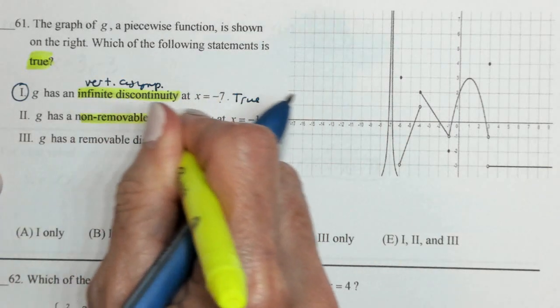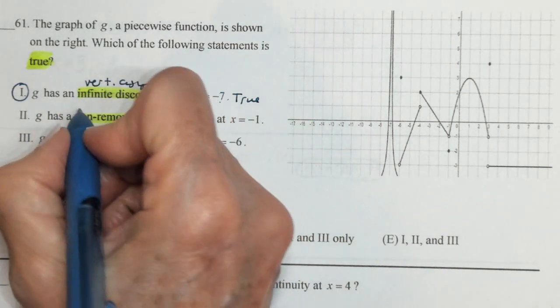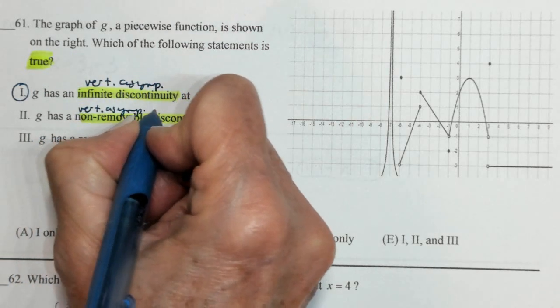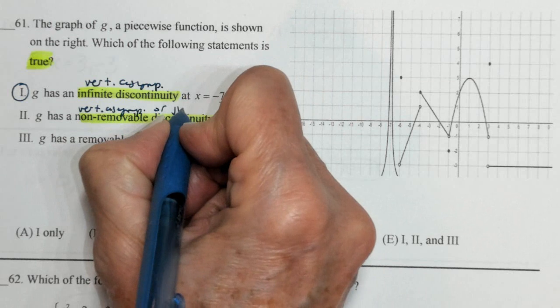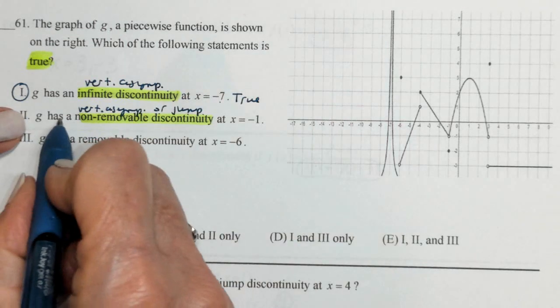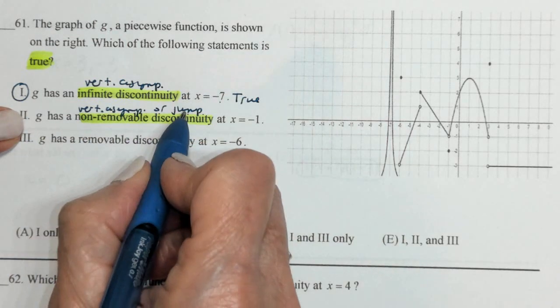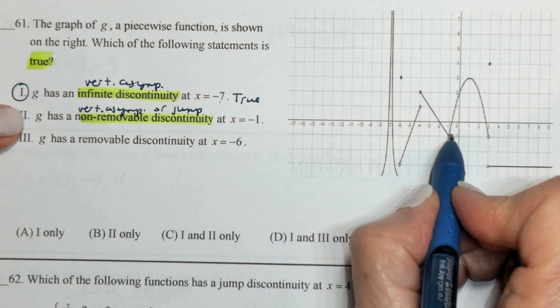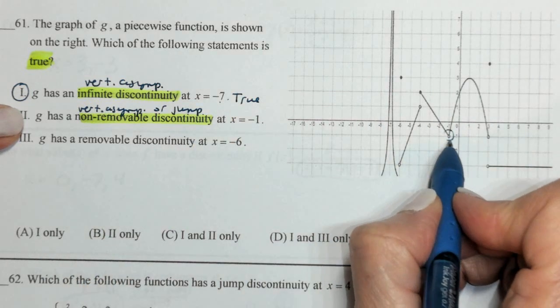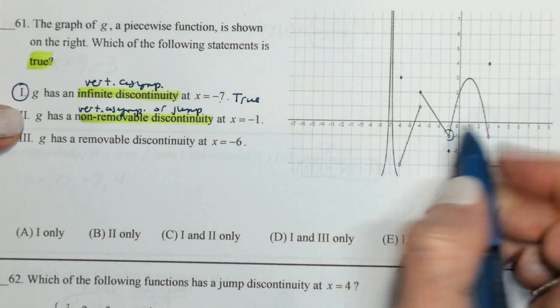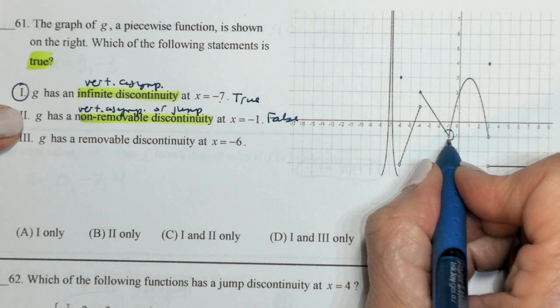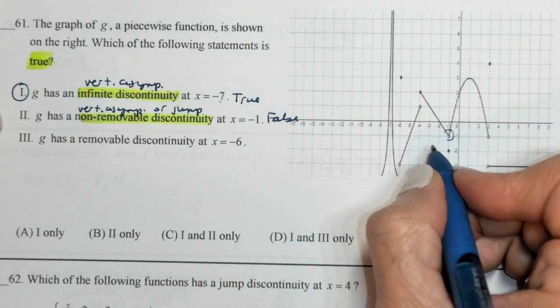Non-removable discontinuity. A non-removable discontinuity is a vertical asymptote or a jump. So G has a vertical asymptote or a jump at x equals -1. -1, that is not a jump or a vertical asymptote. That is false. That would be a removable discontinuity, a hole.